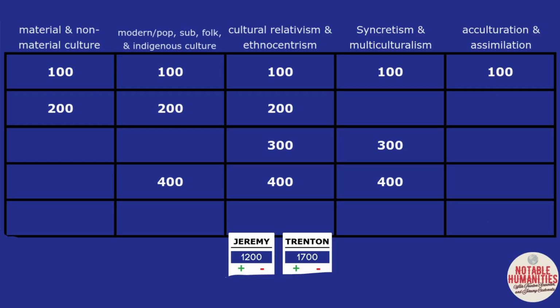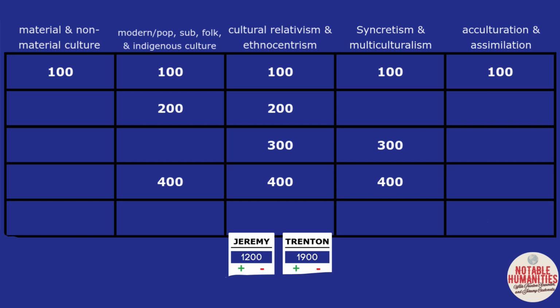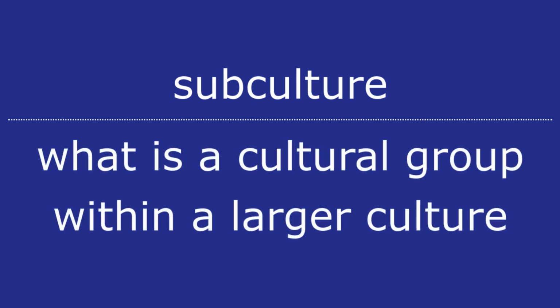Material and non-material culture for 200. Material culture. What is the aspect of culture manifested by society's physical objects and architecture? That's right. Modern, pop, sub, folk, and indigenous culture for 200. Subculture. What is a cultural group within a larger culture? Bazinga, you did it.